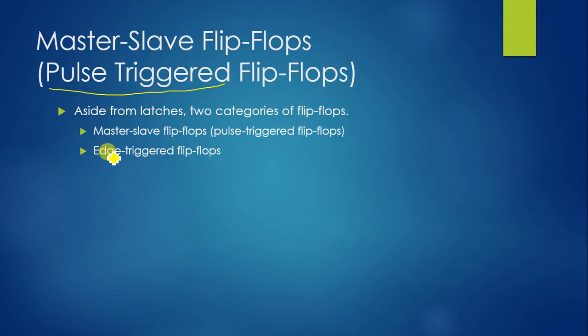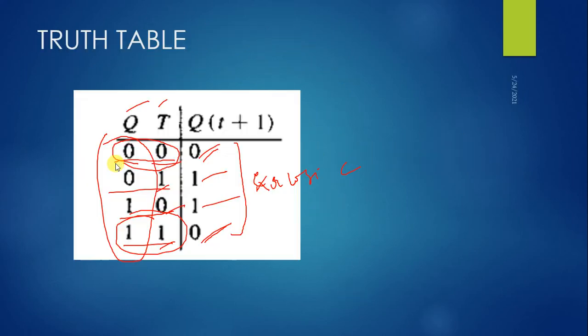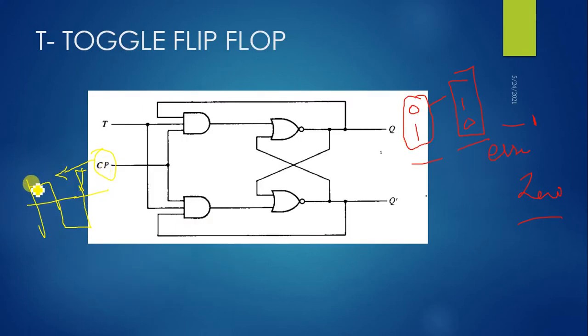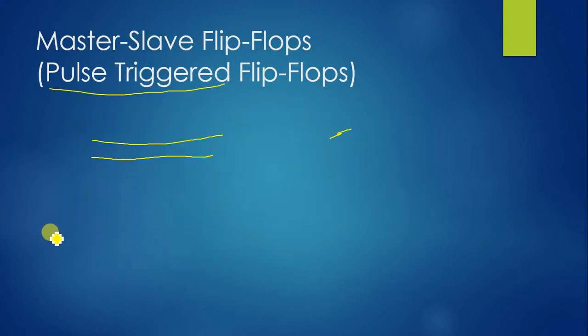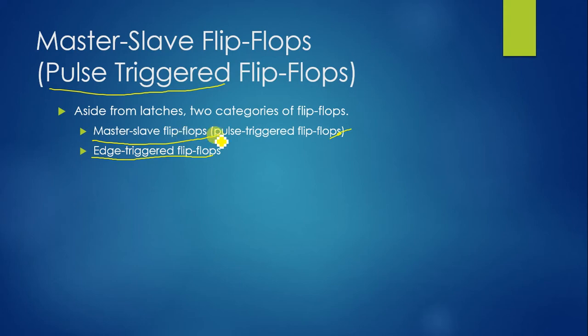There are two categories of flip-flops. One is the master-slave flip-flop, which is pulse triggered, and the next one is the edge triggered flip-flop. Edge triggered is something like your positive edge or negative edge. But if it executes based only on a pulse, whether positive or negative doesn't matter, it requires a pulse. That is called a master-slave configuration.